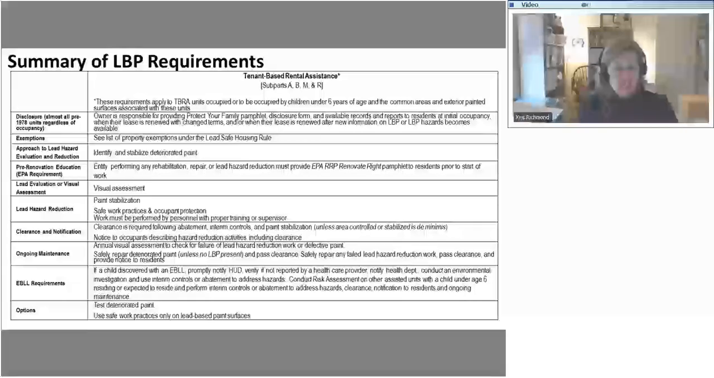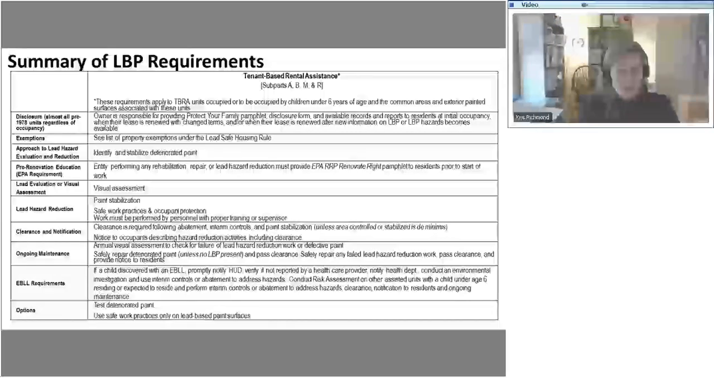And then there should be tenant instructions, because remember, we need our tenants to tell the owner if they see any new deteriorated paint, or if there's water damage and it's starting to deteriorate the paint. So they need to be able to know what to do and who to contact if they see any type of new deterioration.